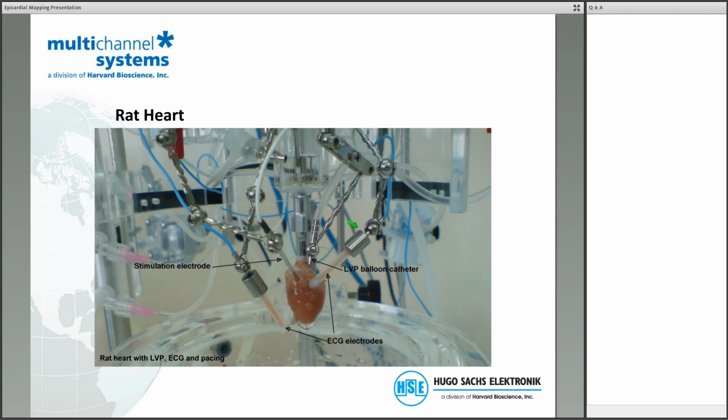And here you see now a heart of a rat. And you can see here pretty well what we are going to do. So you have here the cannula, a metal cannula that is inserted into the aorta. Here you see the connective tissue of the aorta around the cannula. And you have here the insertion of the balloon catheter. You have electrodes for the ECG recording on the surface. And you also have here a stimulation electrode on the surface of the heart. So everything you see here is a standard setup as it is provided by Hugo Sachs Electronics. And I mention again, this is the setup for small rodents by Hugo Sachs.